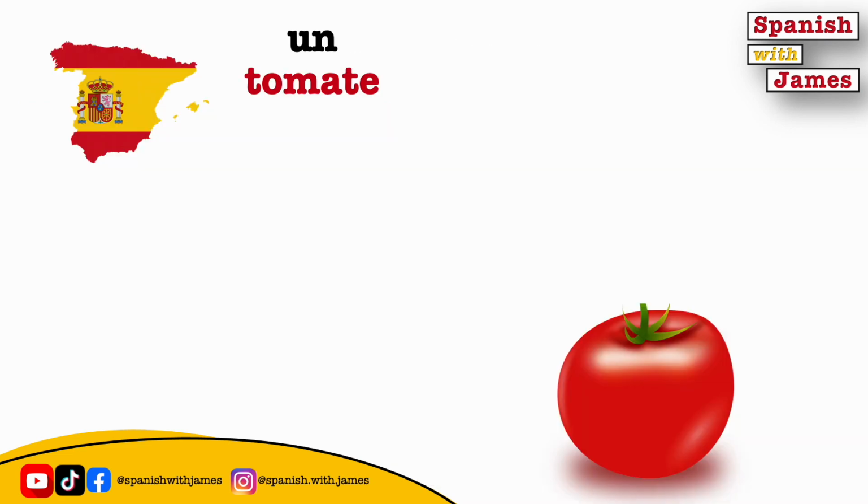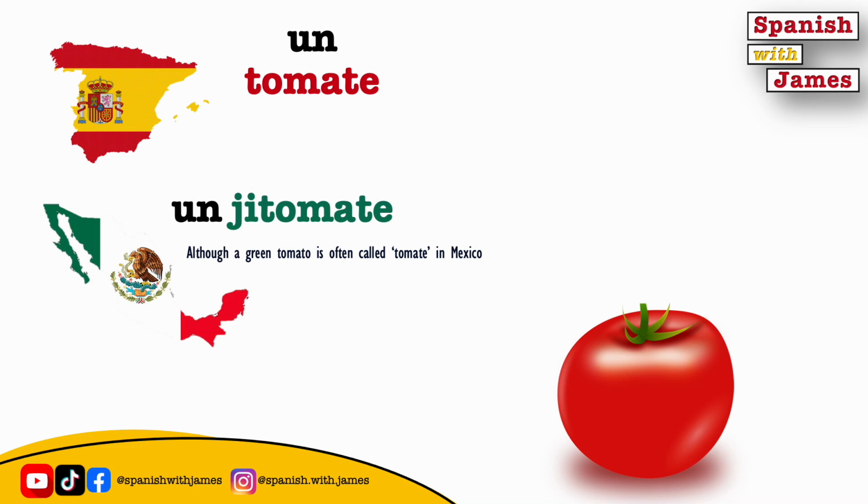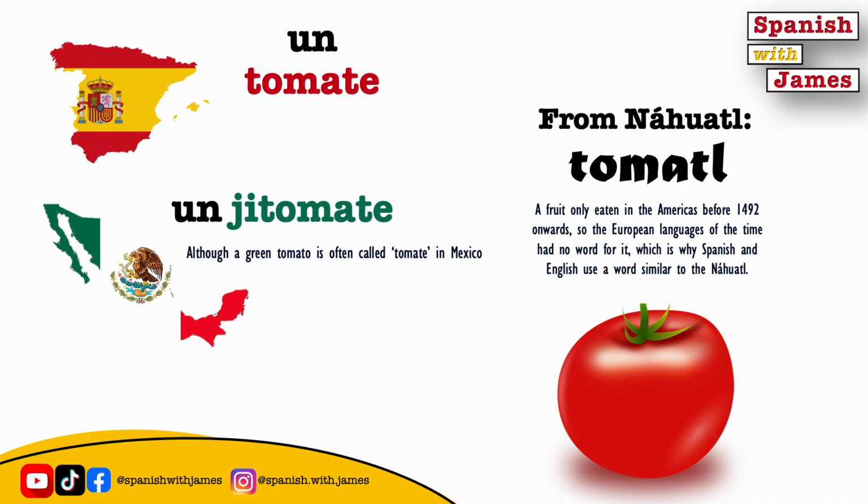The first example is un tomate, or un jitomate in Mexico, coming from the Nahua word tomatl. And this was a fruit only existing in the Americas, so Europeans didn't have a word for it and adapted the Nahua word for tomato. The word tomato in English clearly also comes from the Nahuas.